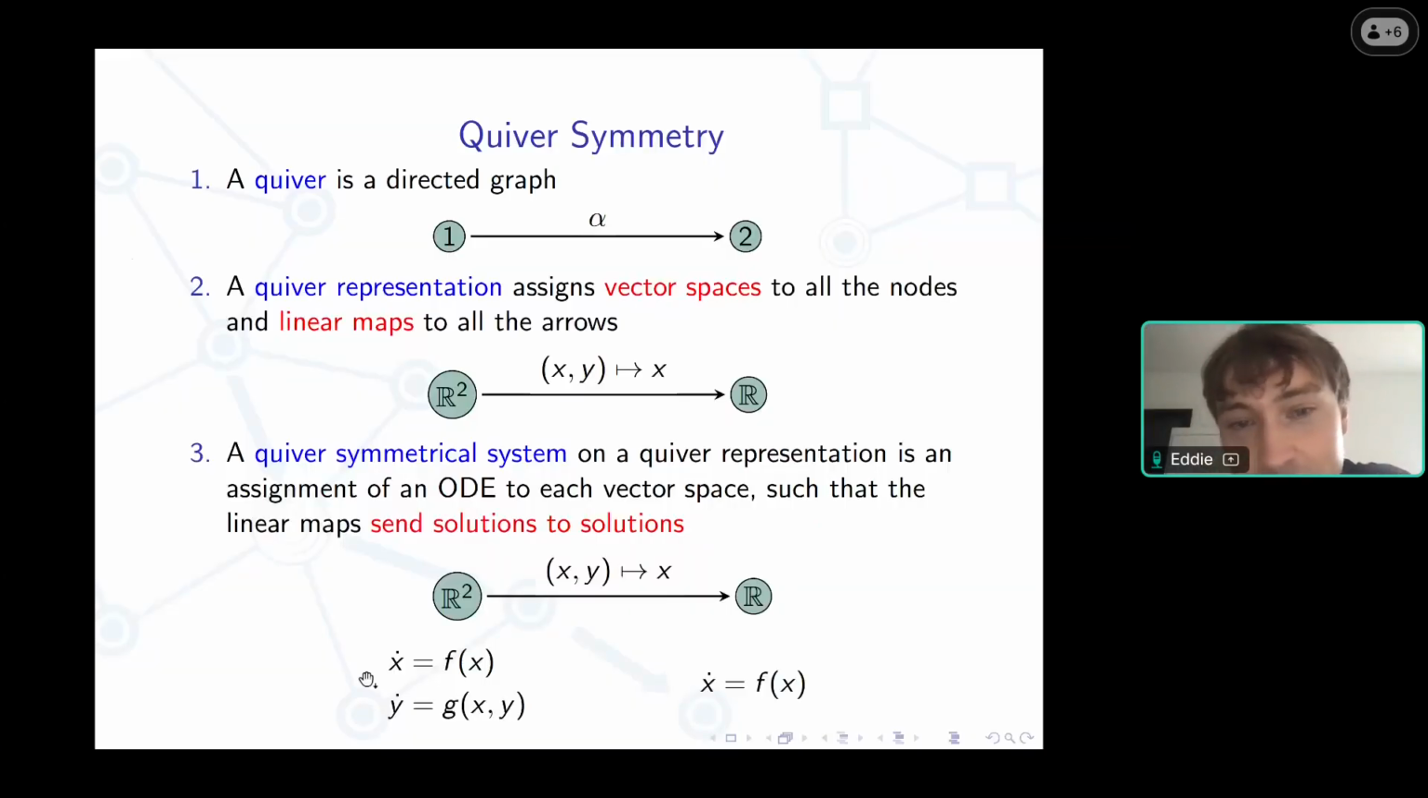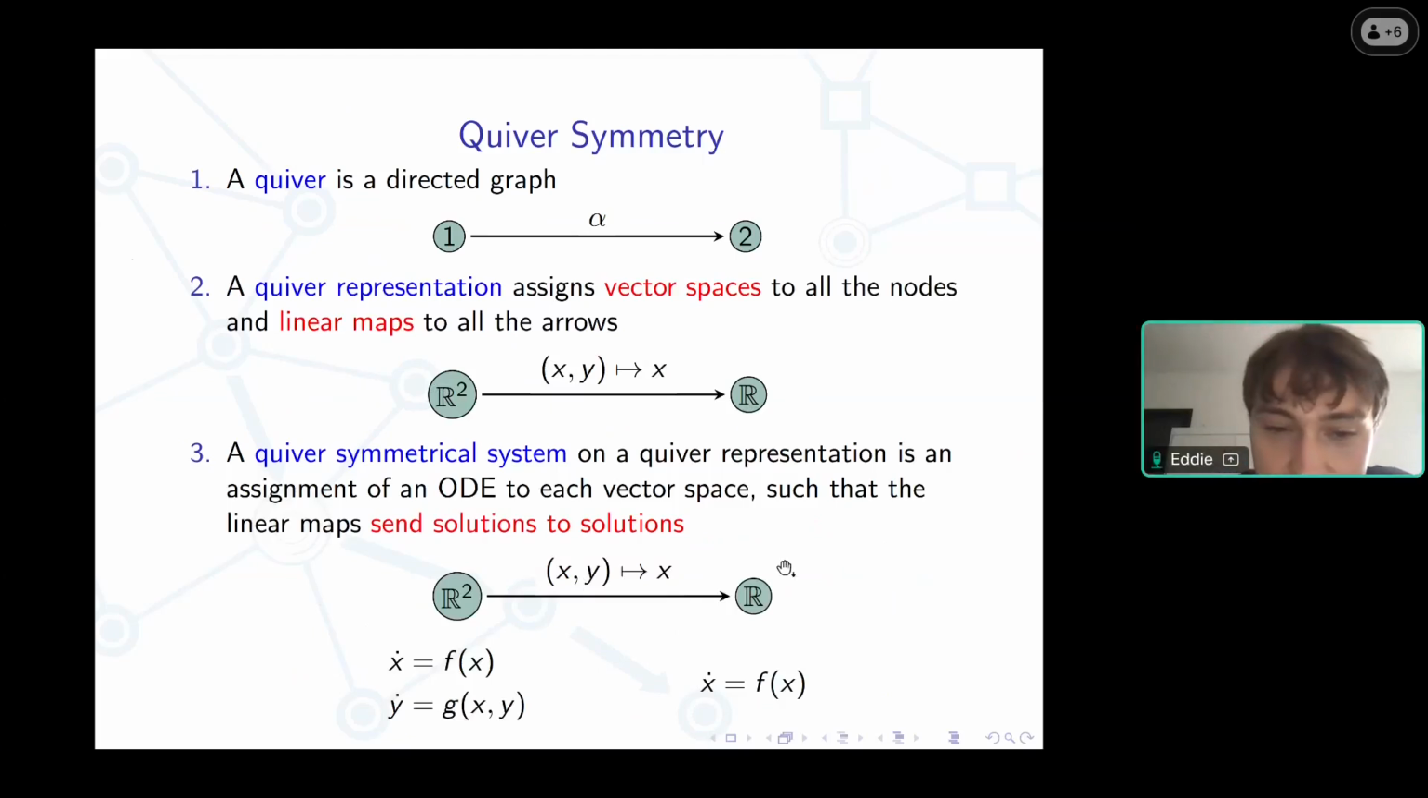Just in step 2, I put in any vector space I want, any linear map I want with the right domain and codomain. Then I just pick any ODE I want on this one, any ODE on this one, but I need that this sends solutions to solutions. But that's all there is.